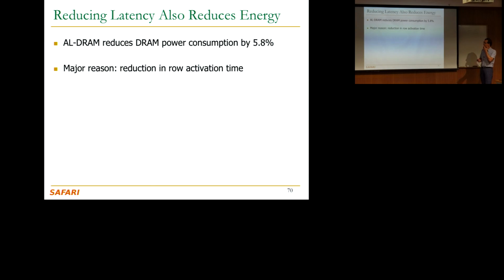Okay, so there's also more evaluation in this work. Basically, this is somewhat preliminary evaluation, but reducing latency is good for many things. It's good for energy also. AL-DRAM reduces DRAM power consumption by about 5.8%, and the major reason is the reduction in row activation time. Basically, you're driving these interconnects for much shorter time periods. As a result, you're reducing the energy.